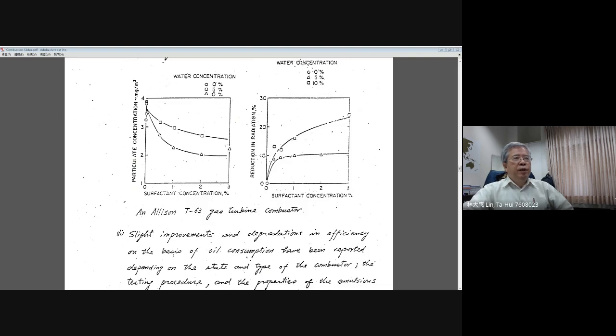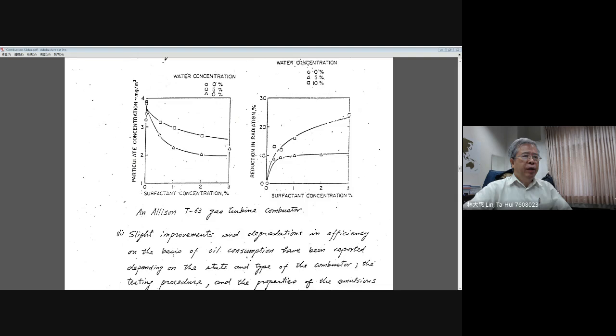Actually, both of them represent the same thing, because when you have particulates, as I mentioned, if more particulates exist in your flame, then the flame color will become yellowish, and the yellowish color will give some thermal radiation output. The left-hand side tells you how much particulate you may produce with different kinds of fuel, and the right-hand side tells you the reduction in radiation. Let me explain a little bit here. Let's start from the left figure. They show the particulate concentration.